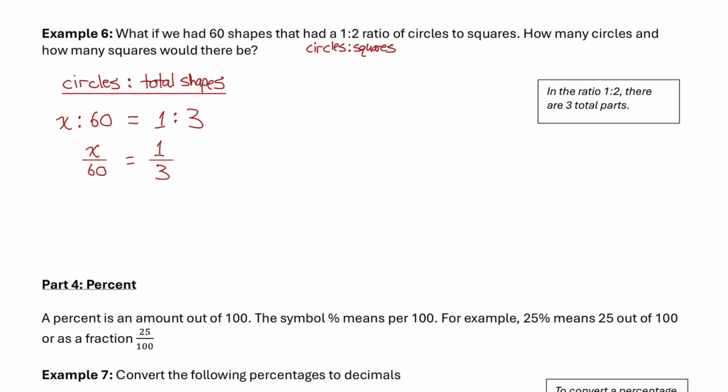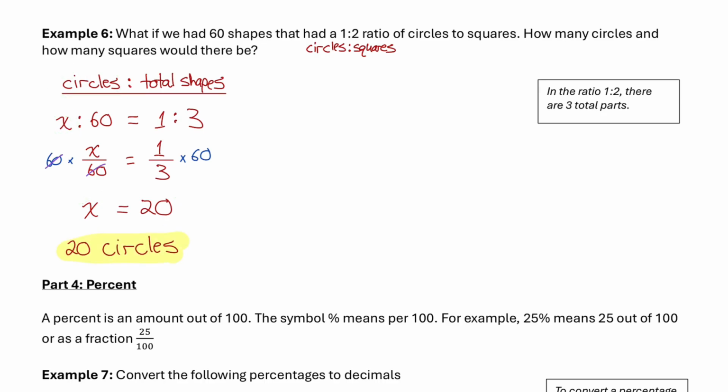A couple ways we could do that. I noticed to get from 3 to 60, I have to multiply by 20. So if I do that same operation here, I would see that this x would have to be 20 to keep those ratios equal to each other. Or if you'd rather use an algebraic method, to isolate this x, we could just multiply both sides of this equation by 60. On the left, they cancel, leaving us with just x equals 1/3 times 60. That just means divide 60 by 3, which is equal to 20. So we just solved for x, which remember in our ratio was the number of circles. So of the 60 shapes, 20 of them are circles.